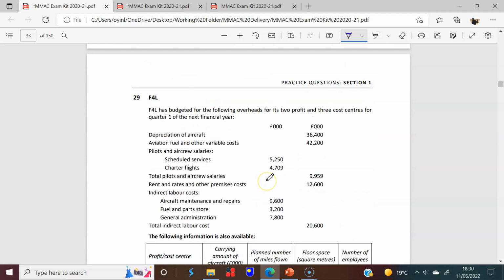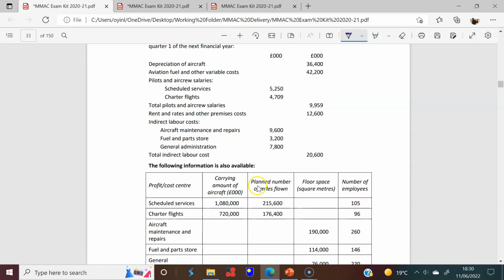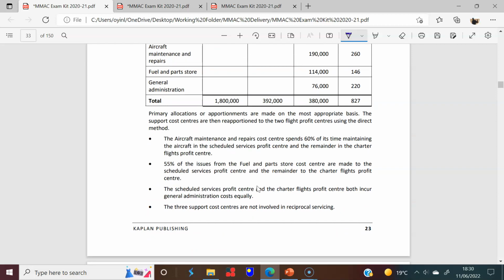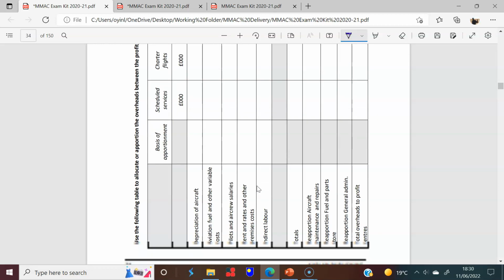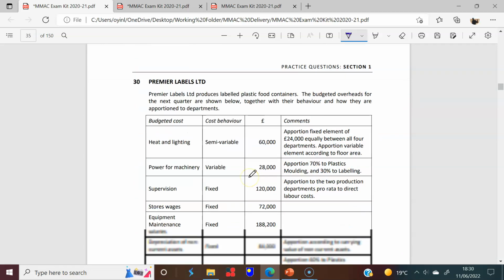Let's just look at it very quickly and see if we're going to do as in 29. Very similar. Here you have depreciation, again aviation, fuel, and other variable costs. Okay, so that's the overhead. These are some salaries. I think we might do this one. Yeah, because it looks interesting, so we'll do it as well, and we'll come back and play with it. But they've given us quite a bit of information. There seem to be some direct costs, so we'll come back and do this as well.